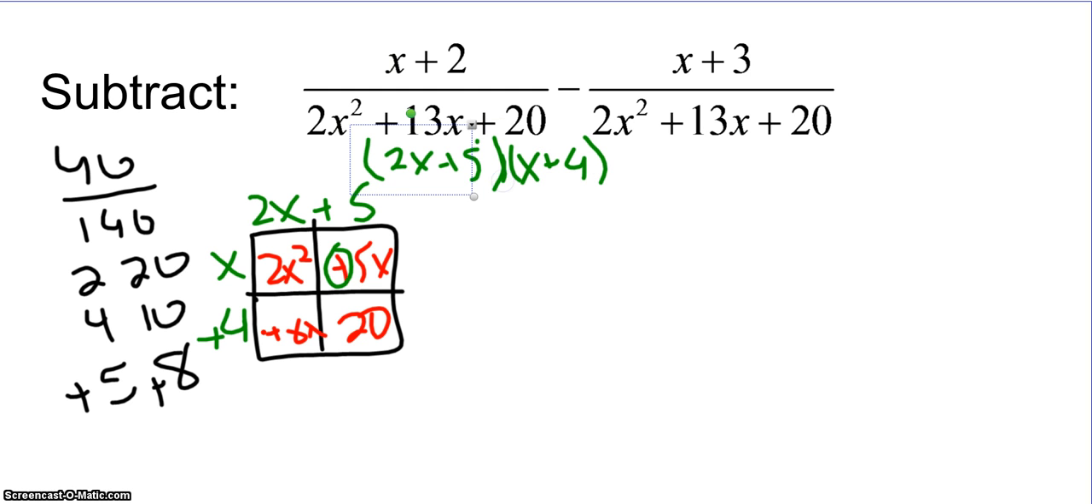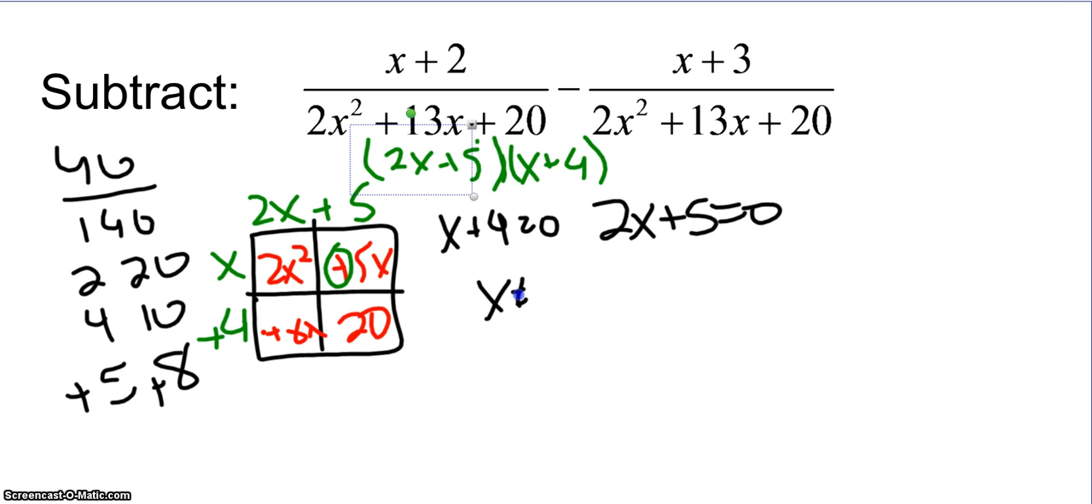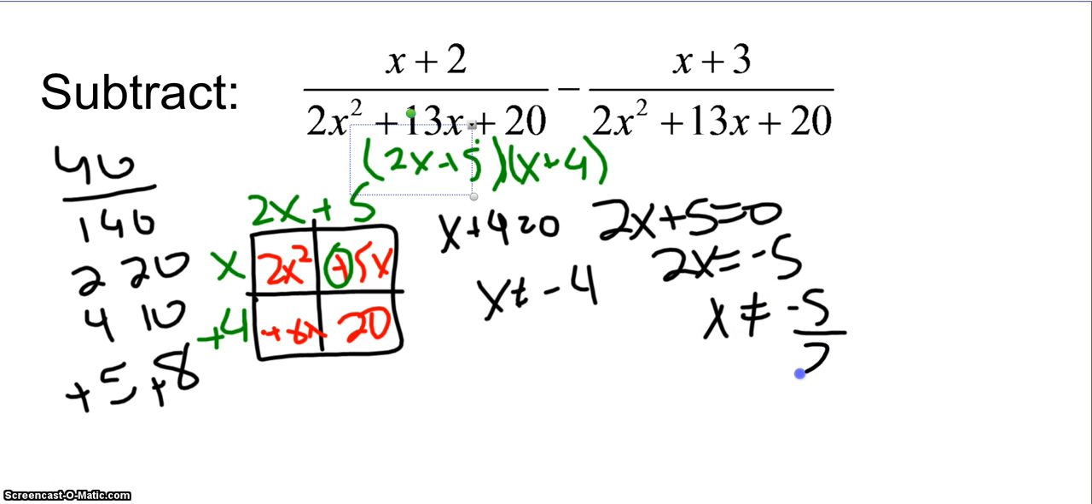Alright, so for my restrictions, x plus 4 equals 0, and then 2x plus 5 equals 0. And we're going to solve for x. So for x plus 4 equals 0, x cannot equal negative 4. For 2x plus 5, 2x equals negative 5, divided by 2. x cannot equal negative 5 over 2.